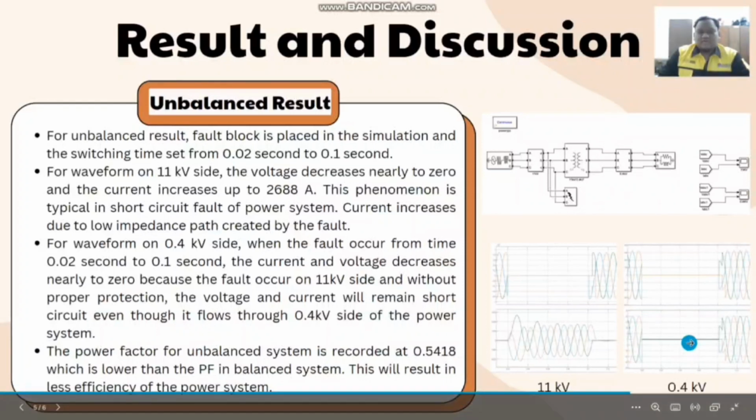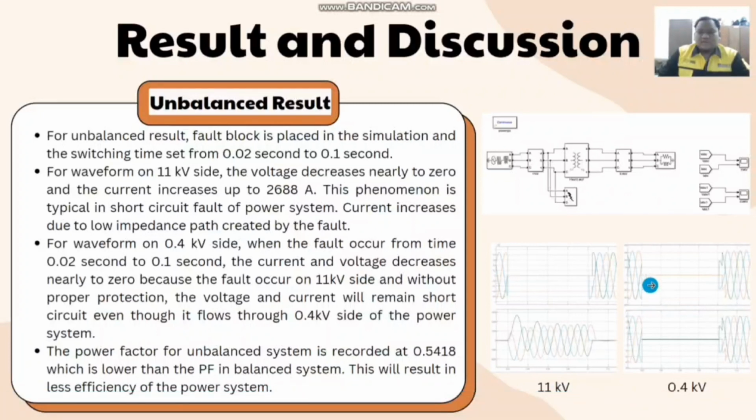For the 0.4 kilovolt side, when the fault occurs from the time 0.02 to 0.1 second, the current and voltage decrease nearly to zero because the fault occurs on the 11 kilovolt side, and without proper protection, the voltage and current will remain short circuit even though it flows through the 0.4 kilovolt side of the power system.